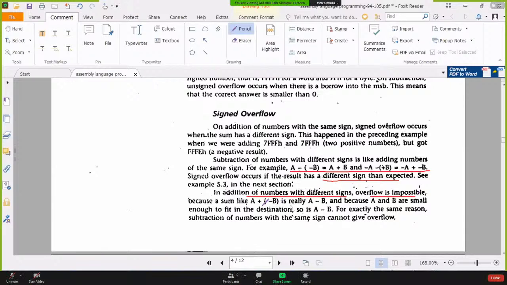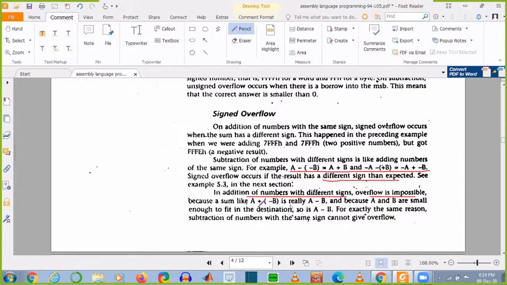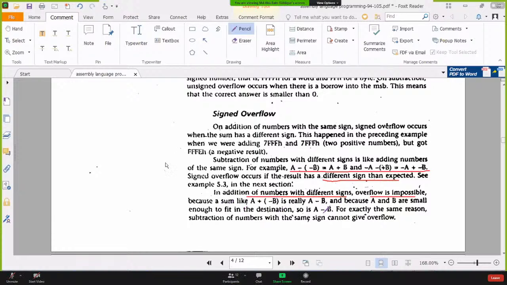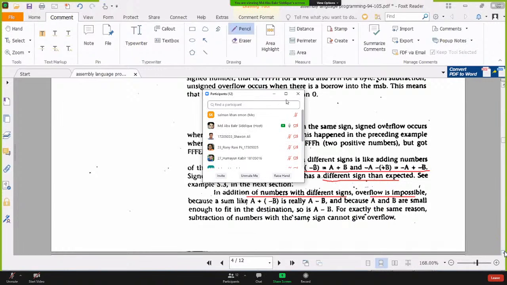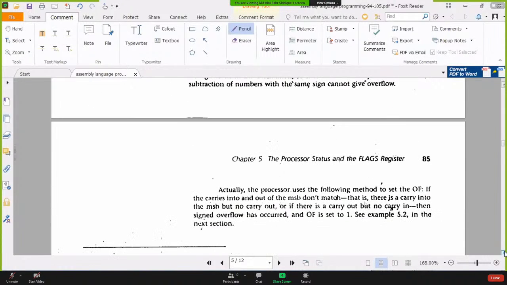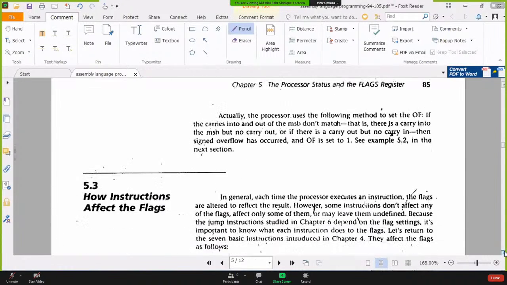Because the overflow is not possible in that case. A sum a plus minus b is really a minus b, and because a and b are small enough to fit in the destination. For exactly the same reason, the subtraction of numbers with the same sign cannot overflow. Okay, so that is our previous discussion.